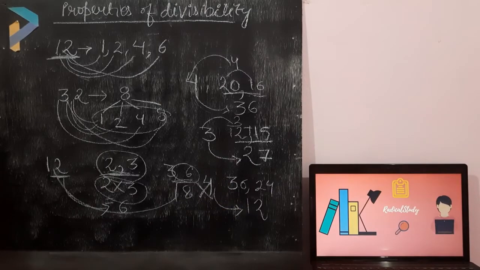So these were the 4 properties of divisibility. Now I am going to explain you prime factorization. So you have to pay attention carefully. And if you have not understood the properties, you have to pause the video and listen to it carefully. If it is not understood in one go, you can listen once again. Okay, students?